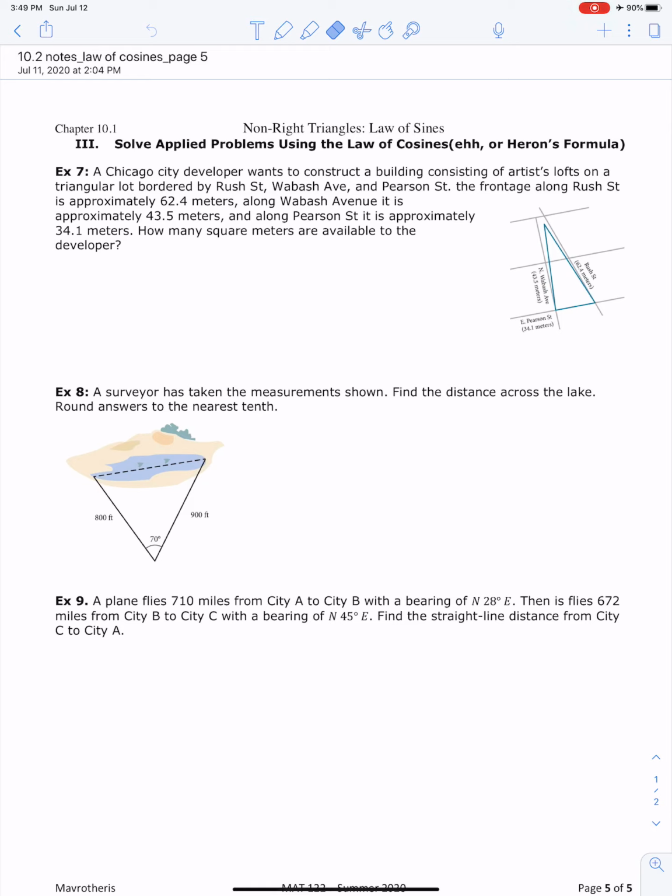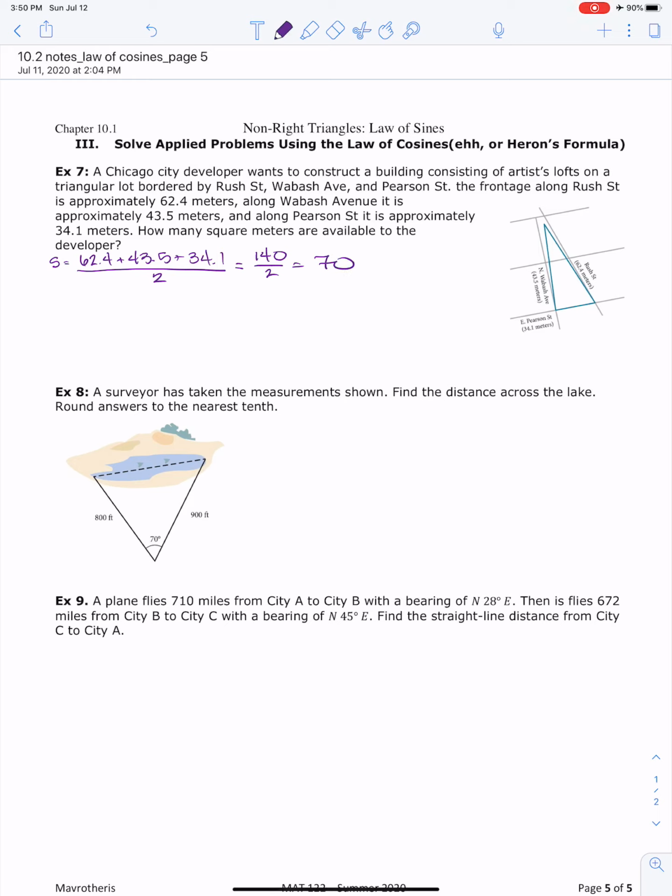Now, keep in mind, he wants to develop that triangle to build on. So we are looking for the total area. So we're going to go back to Heron's formula. We're going to start by finding that semi-perimeter. We have 62.4 plus 43.5 plus 34.1. We're going to add those together and then divide by 2. So we get what? 140 over 2.